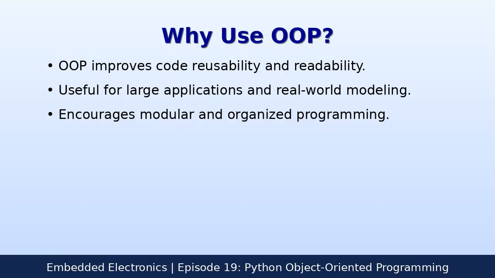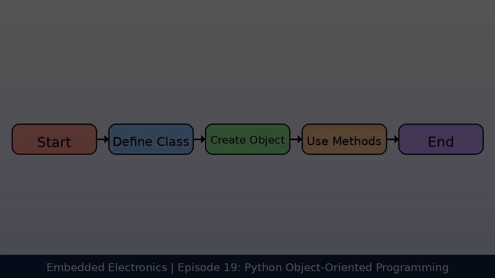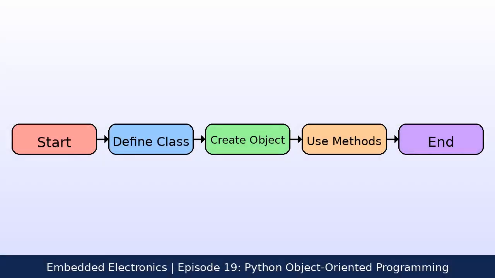Object-oriented programming improves code reusability and organization. It is ideal for building large and scalable applications. This diagram shows how a class is defined. An object is created, methods are called, and the program completes.